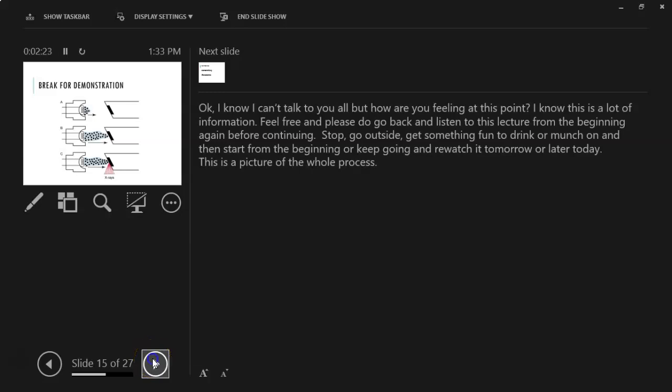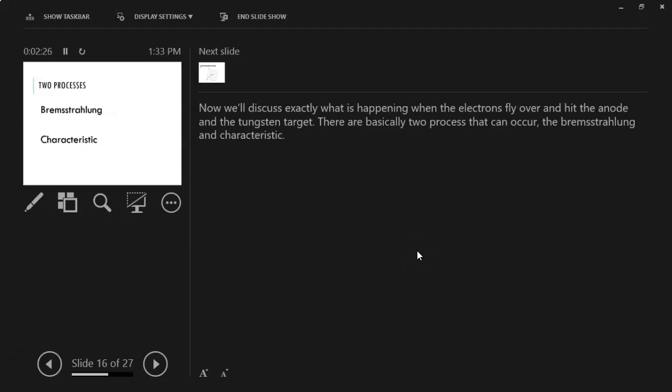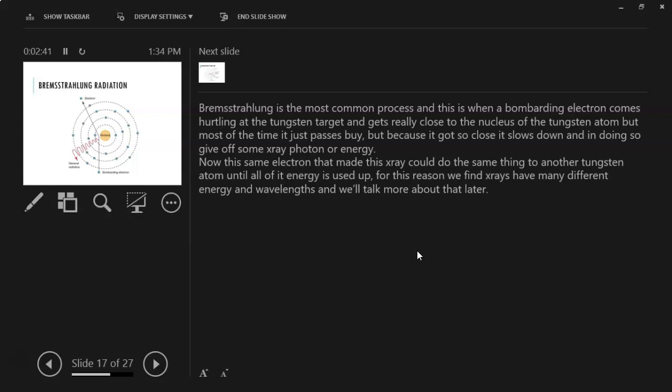Okay, so next one. Now we're going to talk about the two processes of producing X-rays. Bremsstrahlung is the first process that we'll talk about, and then characteristic is the other one. Bremsstrahlung is the most common process of producing X-rays, and I think they also call it braking. So it's either braking or Bremsstrahlung. In all the tests in our assessments for this class, I refer to it as Bremsstrahlung.